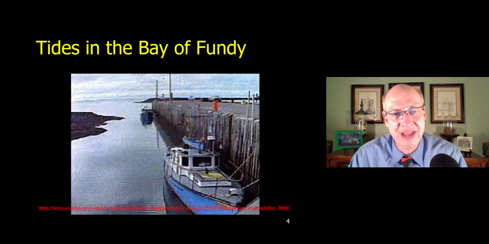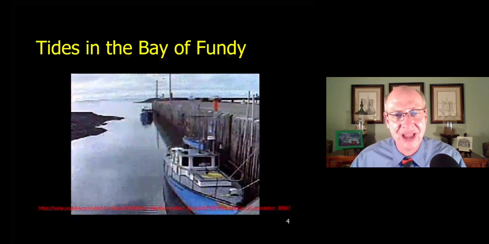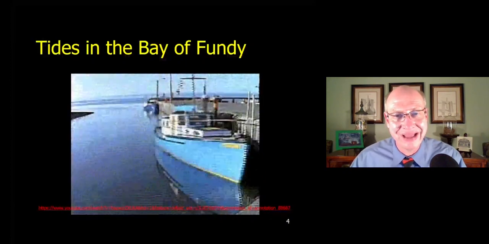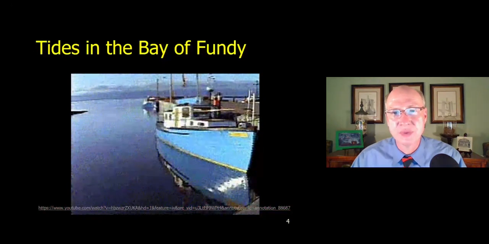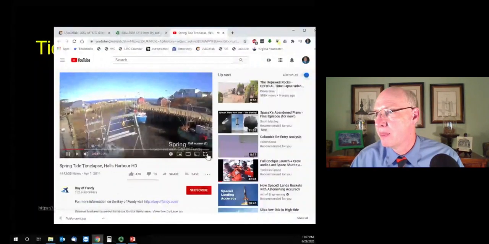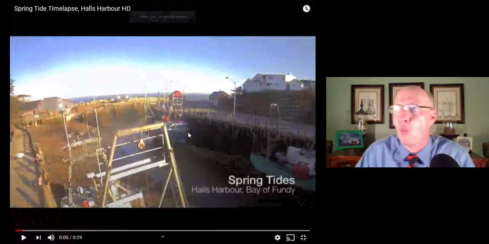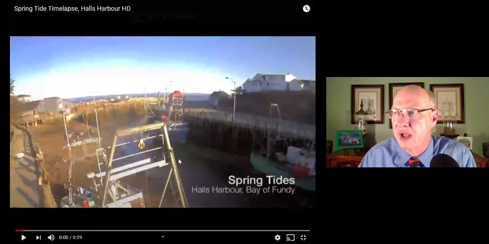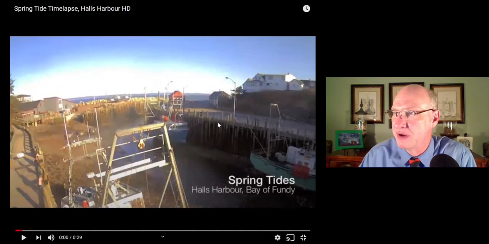You can see at low tide there, that boat is actually on the ground and beached, and at high tide, the boat is all the way up here at the top of the pier. Here is another video. This one's somewhat higher resolution. Now, watch as the water comes in, watch the boats rise up. As you can imagine, if this is the top of the pier up here, they're probably going to rise all the way up to the top of the pier and come back down.